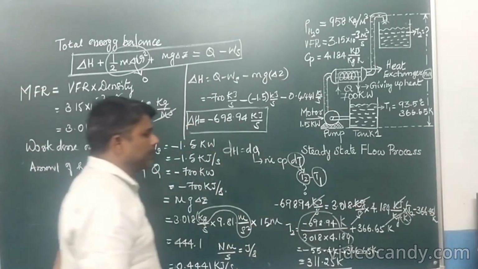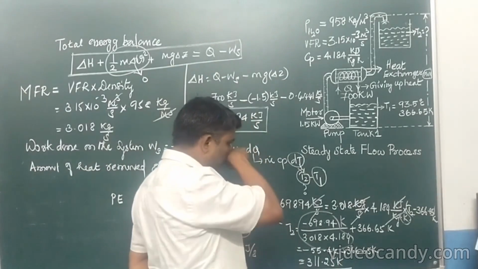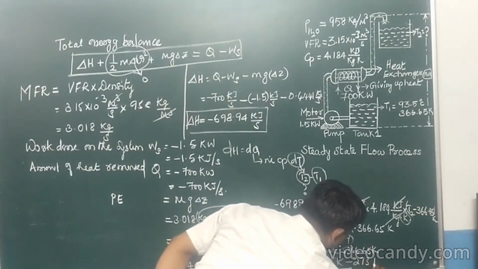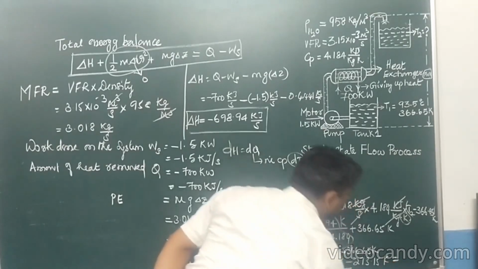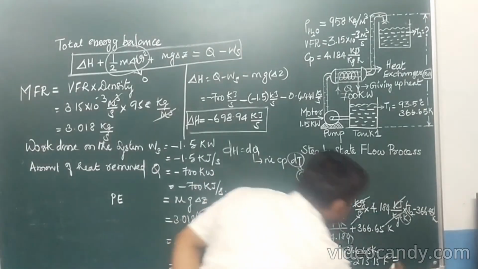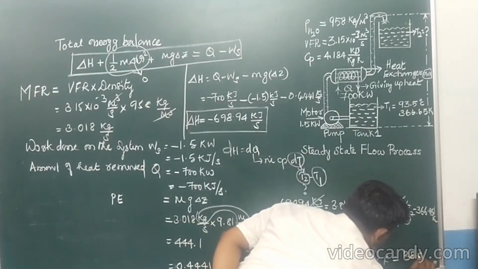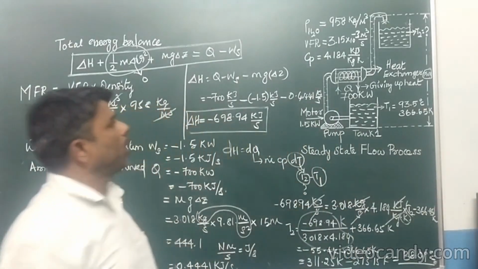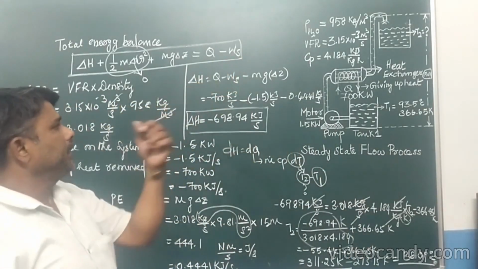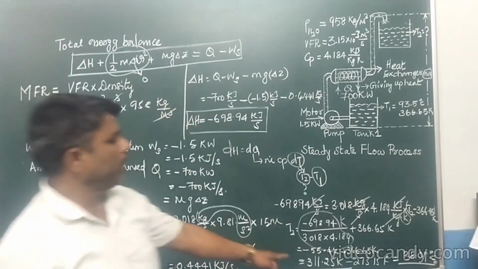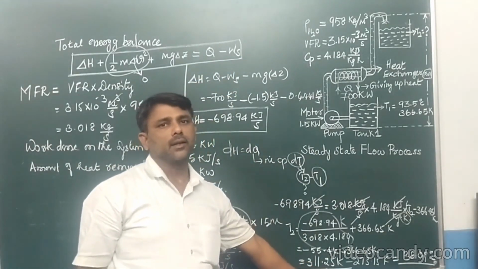In terms of degrees Celsius, this will be minus 273.15 Kelvin. So the answer becomes 38.09 degrees Celsius. So the temperature of water in tank 2 is 38.09 degrees Celsius or 311.25 Kelvin. That's all. Thank you.